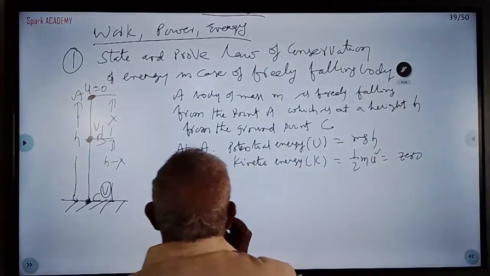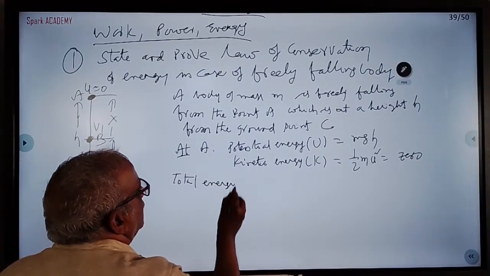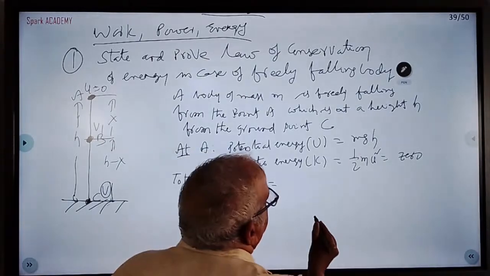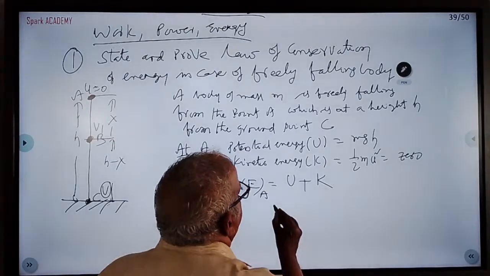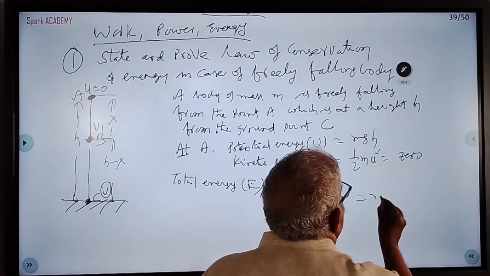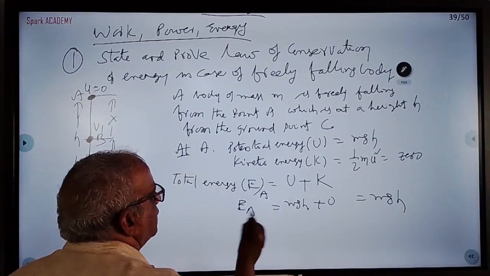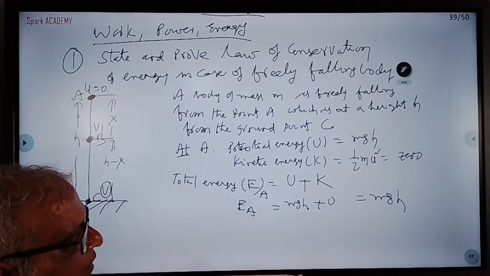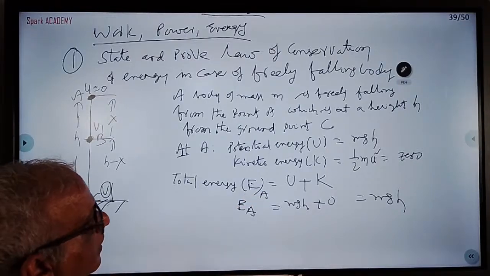So what is the total energy? Total energy I am giving by the symbol E. At A, total energy is potential energy plus kinetic energy. Potential energy is mgh plus 0. Total energy at A will become mgh. Again, at A, potential energy U is mgh, kinetic energy K is 0 because u is 0, so total energy is mgh.